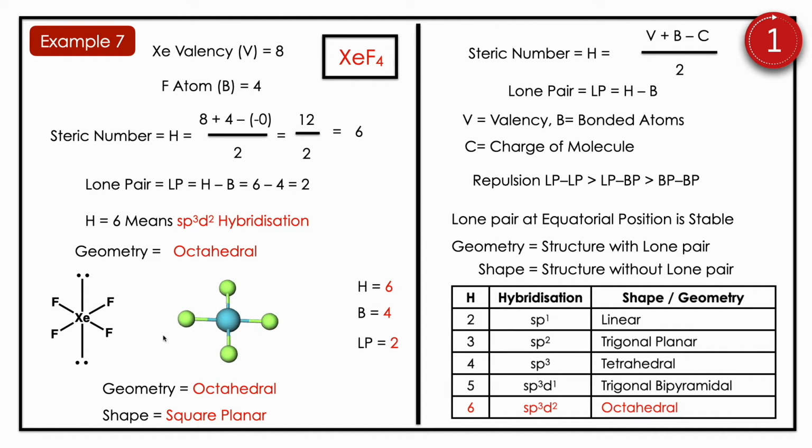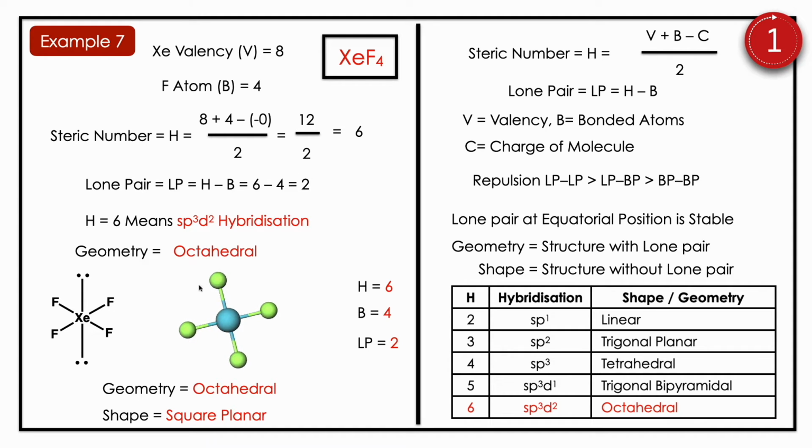Then example 7, xenon tetrafluoride. Xenon valency is 8. Fluorine atoms are 4. So if you substitute in the steric number, H equals 12 by 2 gives 6. Lone pair will be H minus B, which gives 2. So H6 means sp3d2 hybridization.